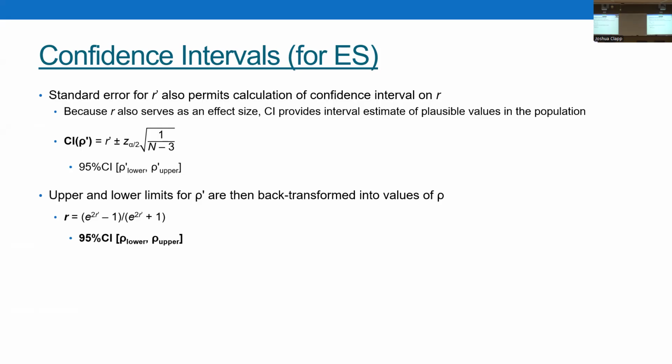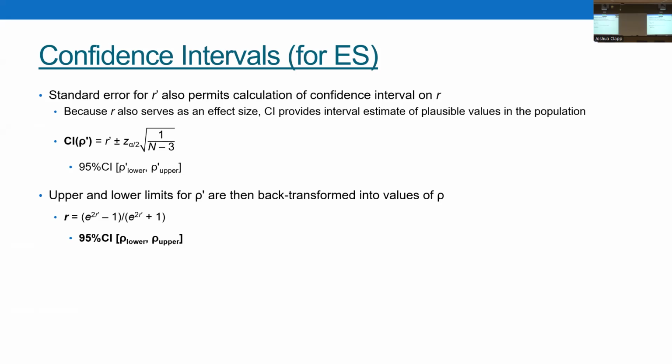Remember, Charlotte? 1.96, right? If I wanted a 99% confidence interval, it's going to be 2.58, right? So it's just your Z score times this, and then running that. What this is going to give you, okay, this is where it gets tricky. This is going to give you a 95% confidence interval for rho prime lower and rho prime upper.